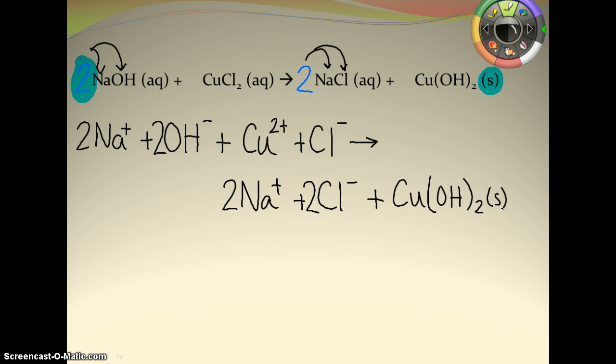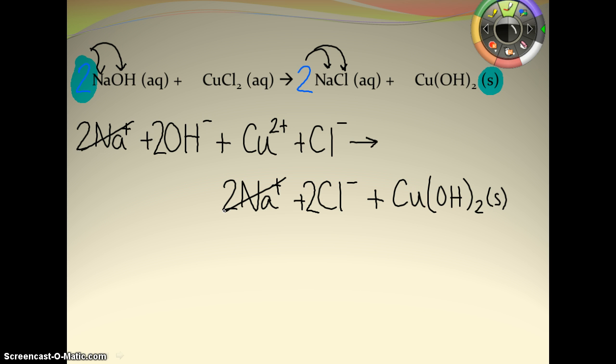Once you have your ionic equation here, you're going to go through and cancel out all of these spectator ions. So anything that shows up on both sides, you're going to cancel out. It has to be identical. They have to have the exact same coefficient, the exact same symbol, and the exact same charge. So we're going to start with our first one here, which is the sodium. And if we look at our product side, we do have 2 Na+. So we can cancel that out.